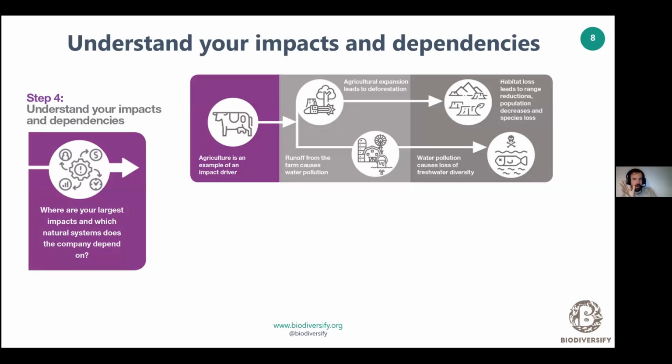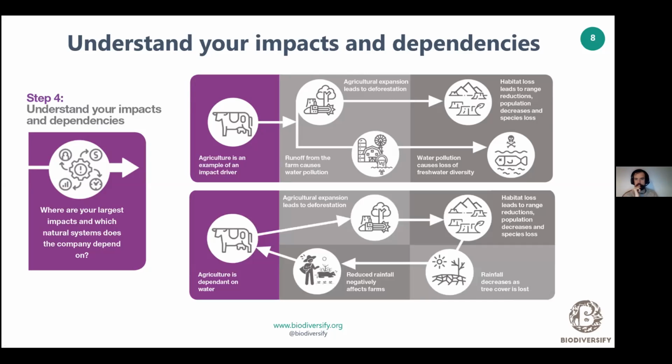So step 4 is where it starts to get meaty. This is understand your impacts and your dependencies. So your impacts are where you're having an impact on biodiversity and the environment. Here's a little example we did for Kering, which is agriculture as an example of an impact driver. It is deforestation, and it causes runoff. You get habitat loss, water pollution, all this kind of stuff, all these nasty things. And it's really important to get some kind of grip on where your impacts are, ideally in a quantitative way. Even if all you can do is say number of tons of leather, you need to start to get a number on this. And this is to make sure your response is proportional to your impact.